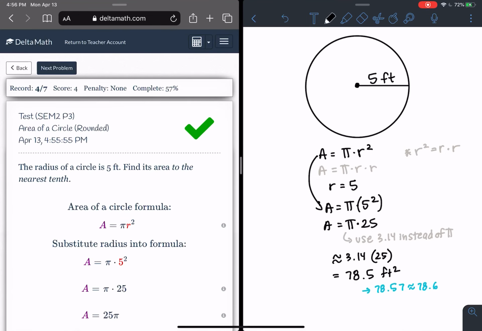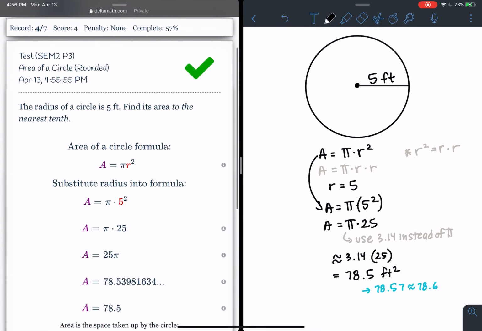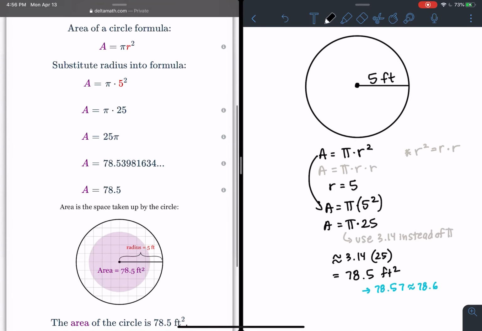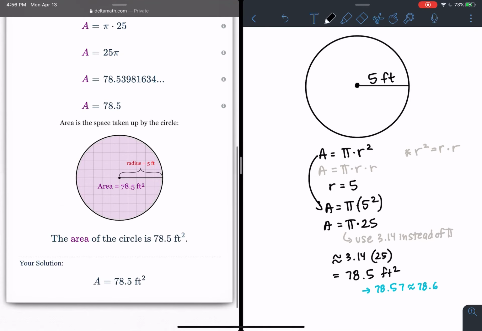So if you find yourself getting some of these numbers wrong, DeltaMath tends to include really nice explanations for every single step of the way. They first give you the formula for the area, they substitute the radius, then they show the steps to solving. And for most of the problems that you face on DeltaMath, they do give you a nice background to how to solve it. But if you find yourself still confused, don't forget you can always come to me.